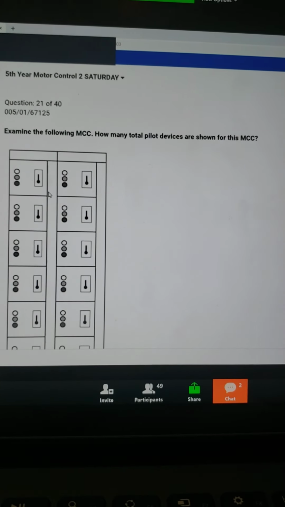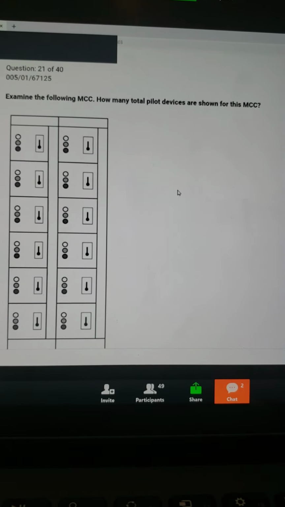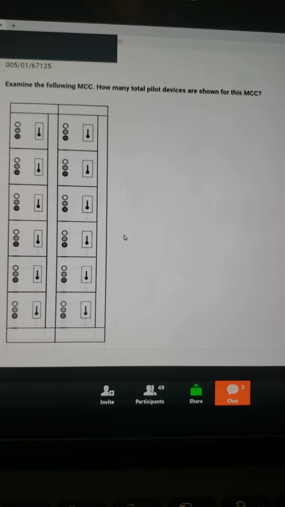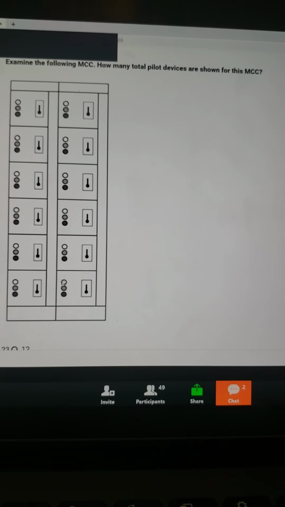Examine the following MCC. How many total pilot devices are shown in the MCC? 36. Pilot devices with the lights. It's right here. Yep.